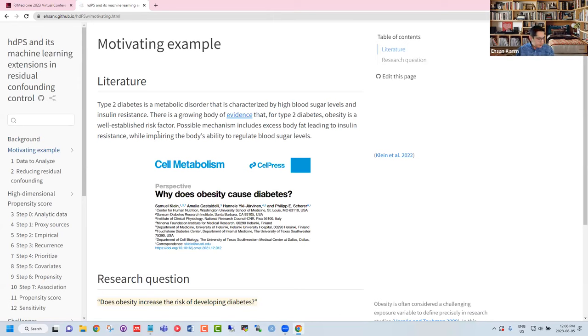In terms of the logistics of this workshop, you do not need to run any code. All of the code, as well as the outputs, are available within this website. And on this website, you can see some of the citations as well as some of the text that might be helpful for you even after this workshop.